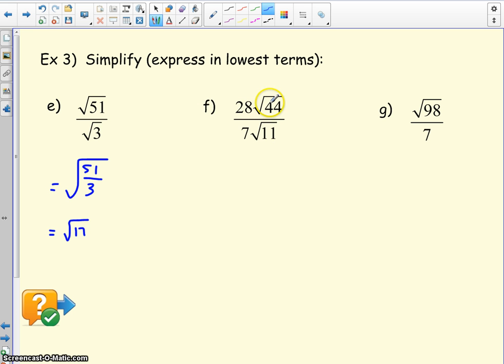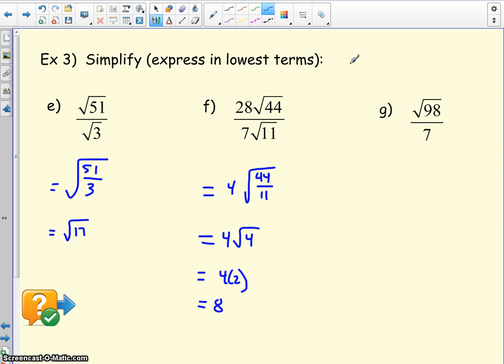Over here in F, same idea as with multiplication. We've got coefficients, we've got square roots as well. So let's divide the coefficients first. So I get 28 divided by 7, which is 4. And if I combine these square roots under one, this is the square root of 44 over 11, which will simplify because 44 divided by 11 is 4, so I get 4 root 4. And hopefully you can recognize here that the square root of 4 is 2, so I get 4 times 2, which is just 8. Okay, so you can deal with the coefficients and the square roots separately.